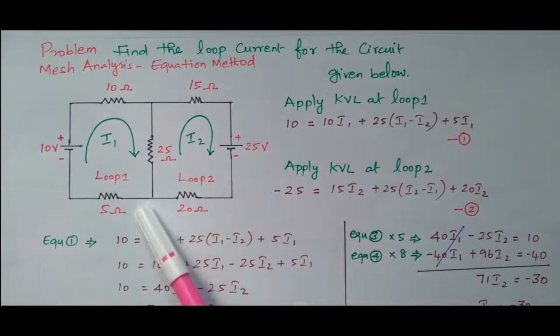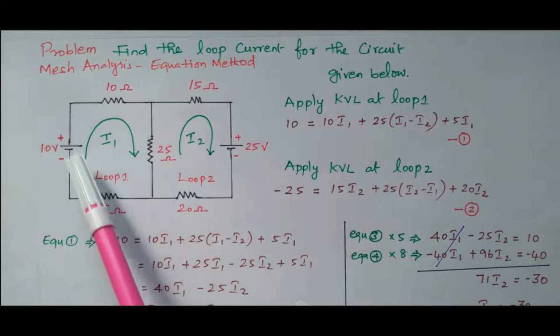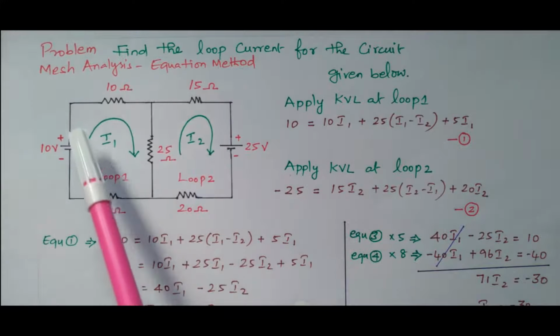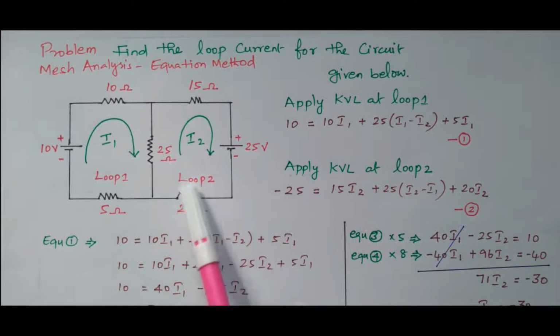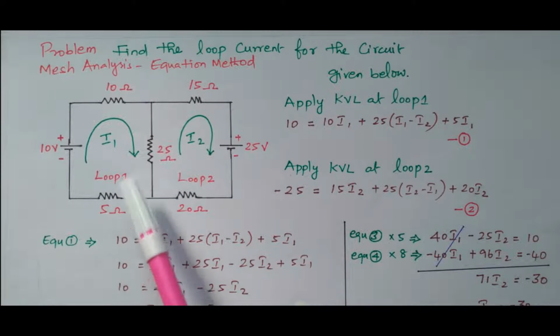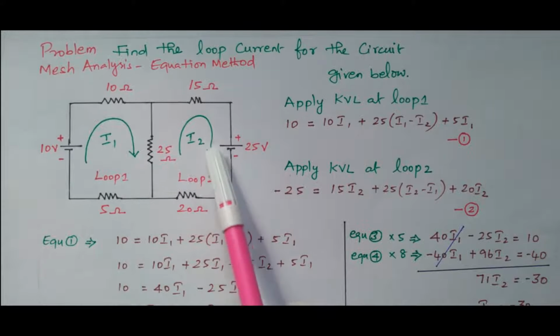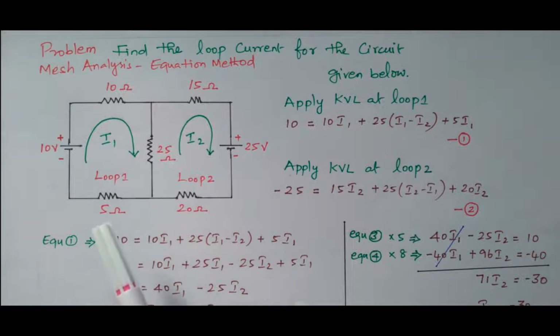What about the 25 ohm resistor? This 25 ohm resistor is connected between loop 1 and loop 2, commonly available between both. So I1 current is flowing through loop 1 and I2 current is flowing through loop 2. I1 current is flowing downwards and I2 current is flowing upwards. Both are in opposite directions. So we need to take I1 minus I2 while considering loop 1, and I2 minus I1 while considering loop 2, because we considered loop 2.